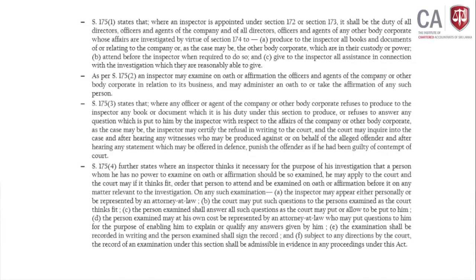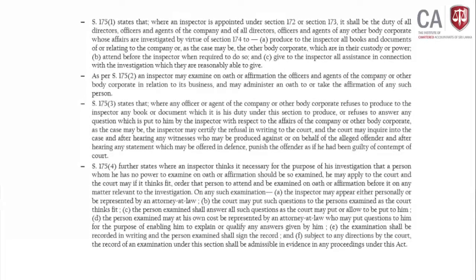Section 175(4) further states, where an inspector thinks it is necessary for the purpose of investigation that a person whom he has no power to examine on oath or affirmation should be so examined, he may apply to the court, and the court may, if it thinks fit, order that person to attend and be examined on oath or affirmation before it on any matter relevant to the investigation. On any such examination, the inspector may appear either personally or be represented by an attorney at law. If he is represented by an attorney at law, his costs should be borne by the company.